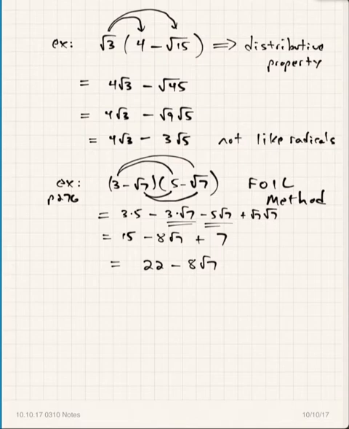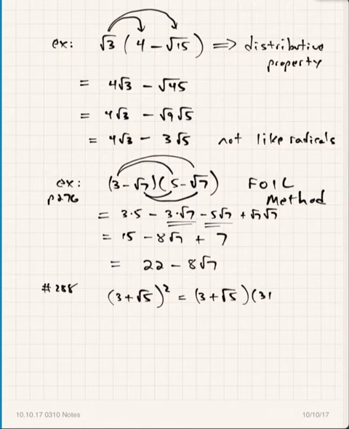All right, last problem of the day. This is number 288. You have 3 plus the square root of 5 quantity squared like that. Now, one way to do this is just to write this as 3 plus the square root of 5 times 3 plus the square root of 5. Because that's what that square means, is that you're multiplying it by itself. And then you could use the FOIL method there to multiply it out.